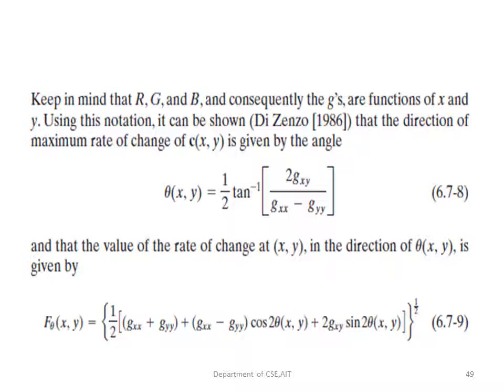By making use of this notation, it can be shown that the direction of the maximum rate of change, that is c of x, y, is given by the angle theta of x, y, which depends on gxy, gxx and gyy. And the value of the rate of change at x, y in the direction of theta of x, y is given by equation 679, which is f theta of x, y. We can see that f theta of x, y depends on gxx, gyy and also gxy.